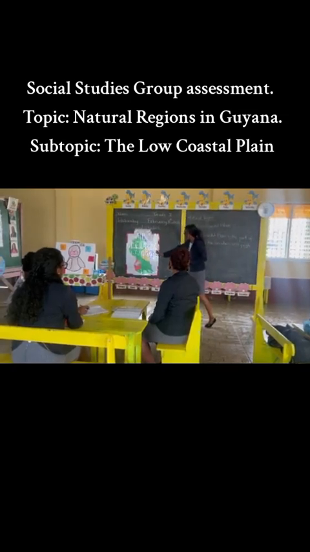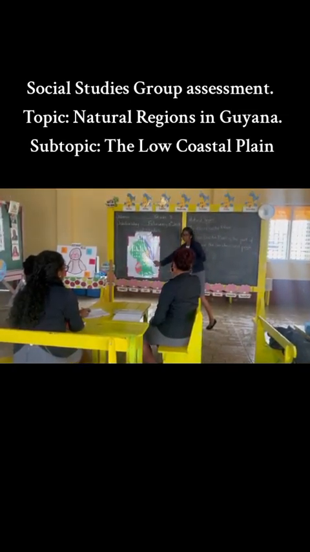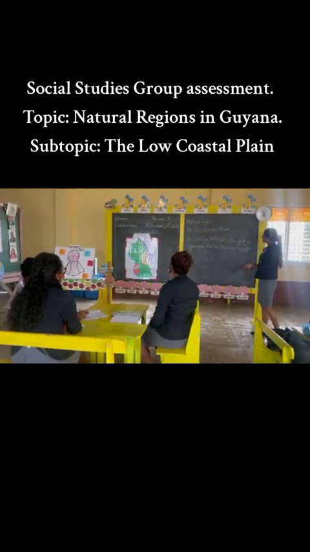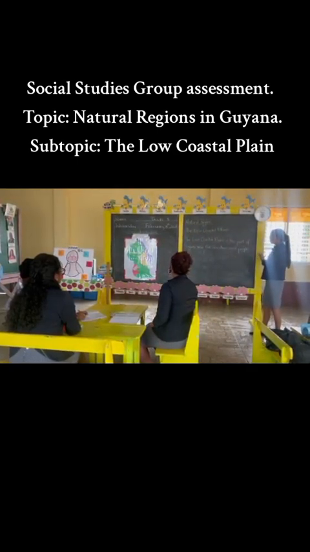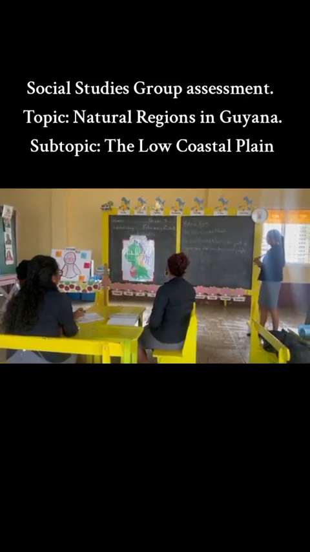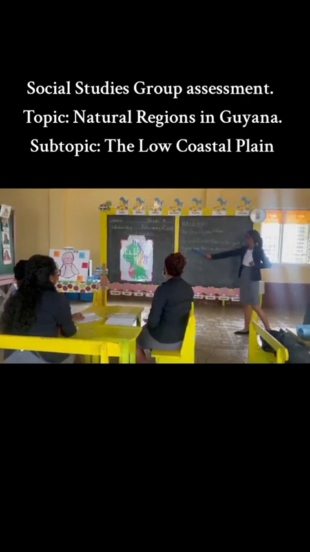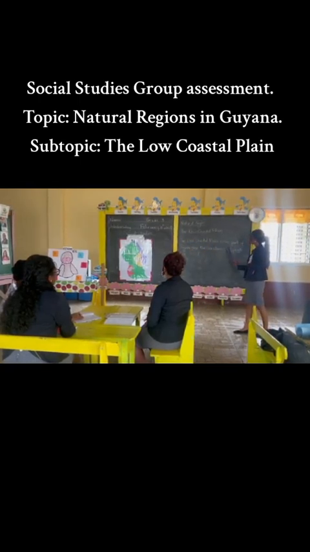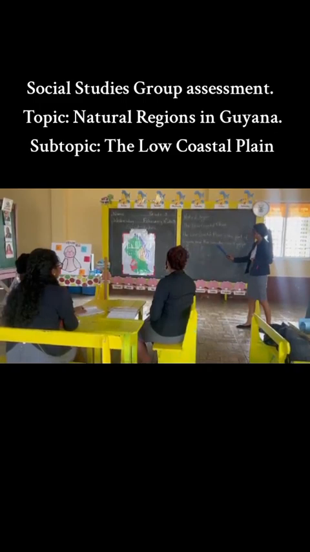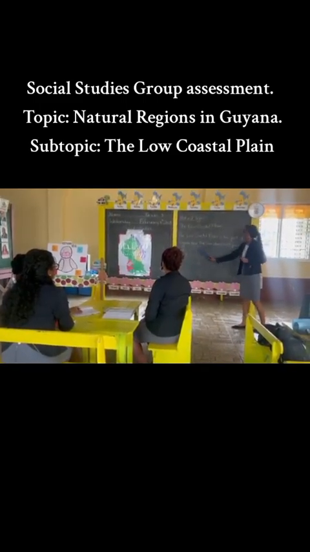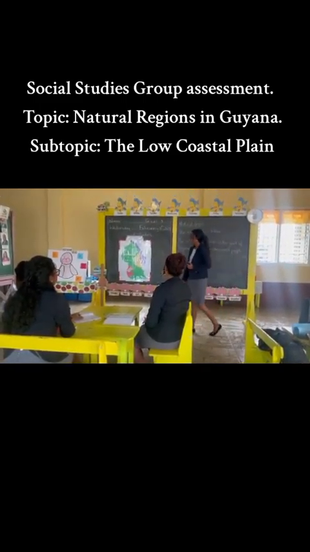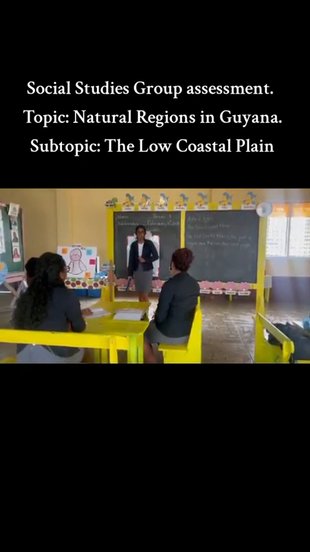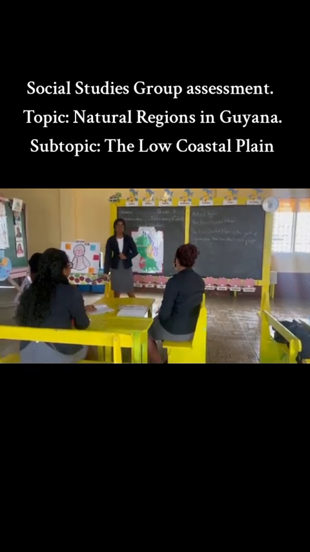So this part is the sea and this is the low coastal plain. It's where most people live. So let's read. The low coastal plain is the part of land near the sea where most people live. Good. So now we know what the low coastal plain is. We will now focus on some of the features of the low coastal plain.